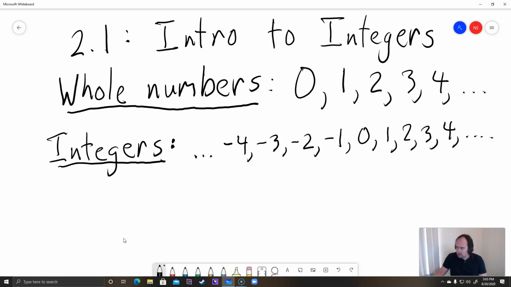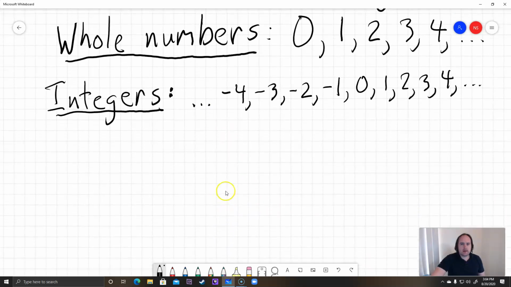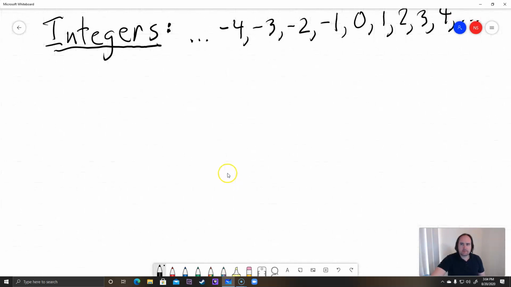Okay? So you can kind of think of the whole numbers as a part of the integers, right? Because the whole numbers include 0, 1, 2, 3, 4, etc. But the integers also include all of the negative counting numbers. And these 3 dots here means it goes forever. So for example, negative 103 would also be an integer. Okay, so that's the basic idea with what integers are. And then the next thing I wanted to talk to you about was actually the number line.